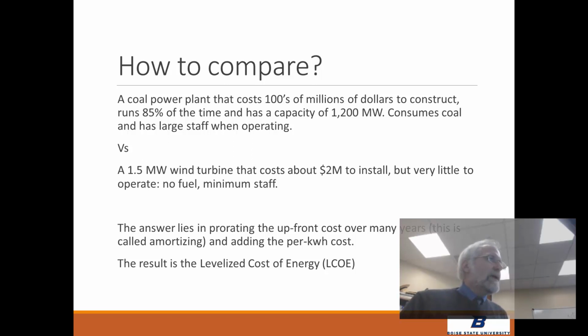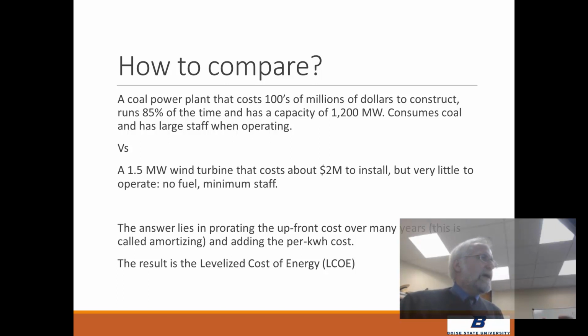A coal power plant costs hundreds of millions of dollars to build. It runs 85% of the time, so it generates a lot of electricity, really big capacity. Maybe it's a 500, 600 megawatt plant. I'm sorry, it has a capacity of 1,200 megawatts. It's a big plant. Usually those are two different units creating that much energy. And it consumes coal, has a large staff when operating, so per kilowatt hour it has a fuel cost and a staff cost involved. Maintenance, a lot of maintenance, because these coal plants require a lot of maintenance.